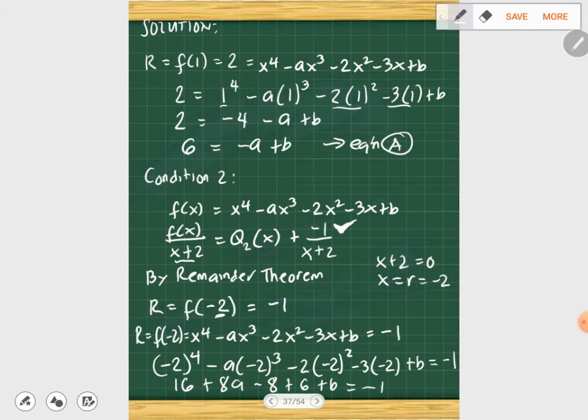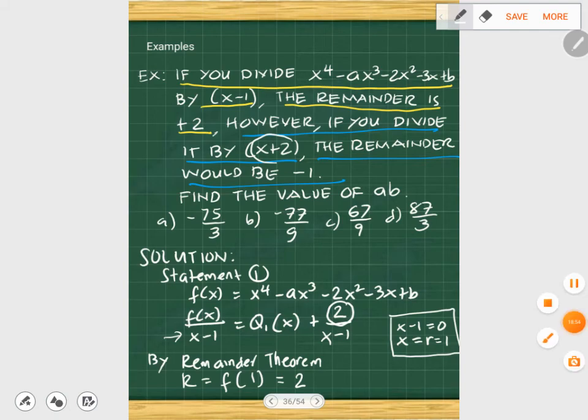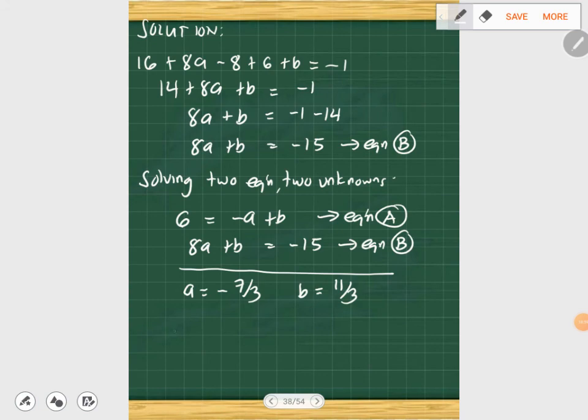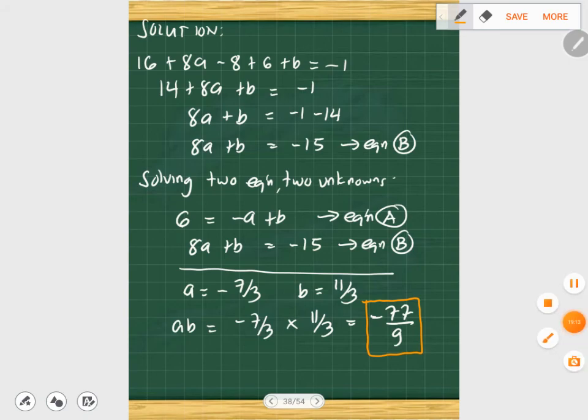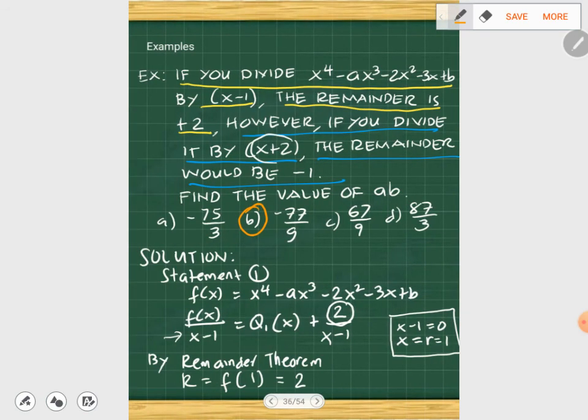So, yung tinatanong sa problem is ano daw yung value ng AB. So, ibig sabihin, we just need to multiply a and b. Negative 7 over 3 times 11 over 3, and that is just equal to, ayan na. So, multiply na lang natin. Negative 7 over 3 times 11 over 3, that is just equal to negative 77 over 9. And therefore, yung sagot is letter B.